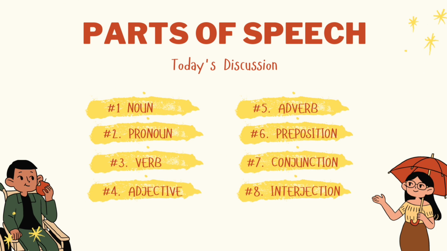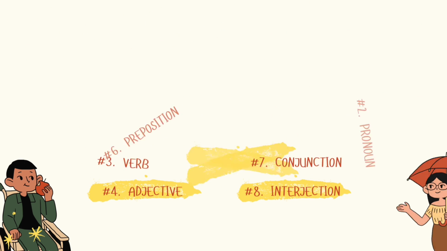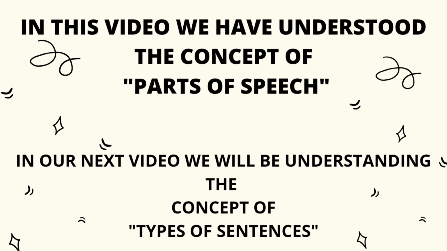Parts of speech, today's discussion. We have discussed noun, pronoun, verb, adjective, adverb, preposition, conjunction and interjection. All these things will help you in your spoken English. In this video, we have discussed the concept of parts of speech. In our next video, we will be discussing types of sentences.